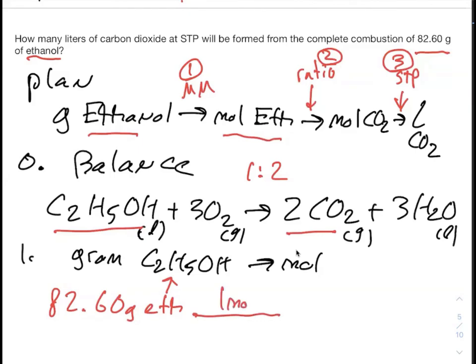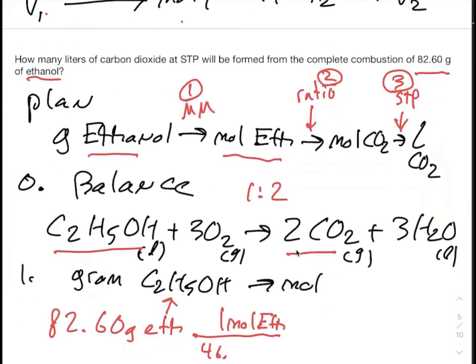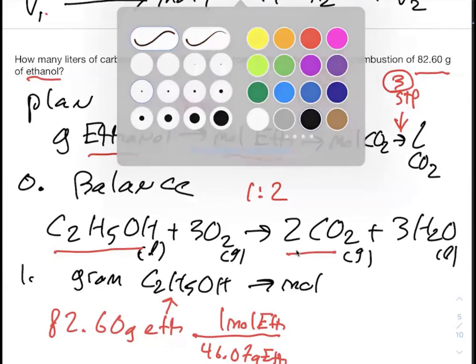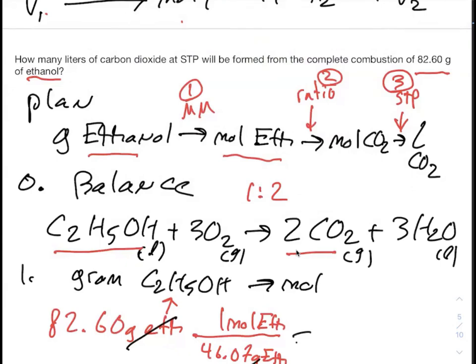Times 1 mole of ethanol over 46.07 grams of ethanol. Grams of ethanol cancel, and I would get moles of ethanol. Gives me, and that looks like I have 4 sig figs, so 1.7929, and I'm going to underline the 2 for 4 sig figs, moles of ethanol. Okay, so that's the first step. Up here, I used the molar mass. I went from grams of ethanol to moles of ethanol.